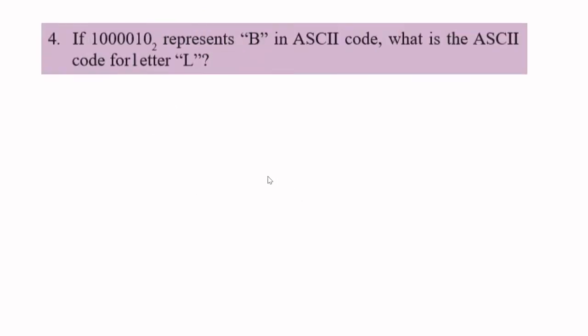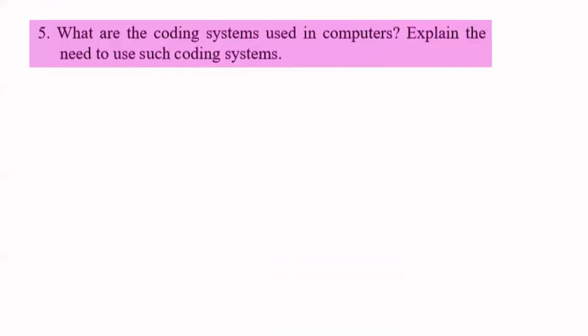Okay, another question. They have given the ASCII value of B, and they are asking the ASCII value of L, right? I think you can easily find that one. First of all, you should convert this into decimal, then you can have the number, then you can write down the alphabet, and then you can find the decimal value of L. Then after you should convert it into binary form, right? So I think you can find it at home.